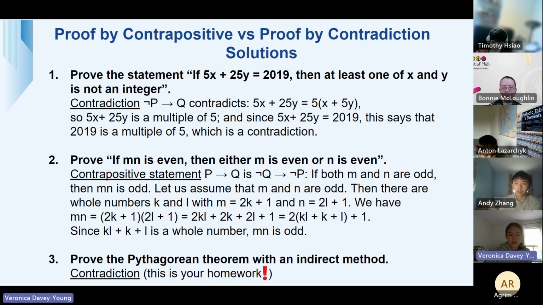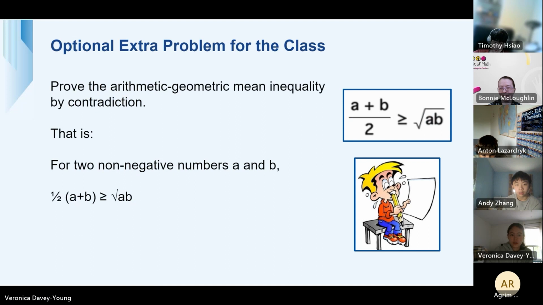And then the last one is prove the Pythagorean theorem with an indirect method. We said this before, this is a contradiction, and this is part of the homework. And then here's an extra problem for the class that I will let you do. Prove the arithmetic geometric mean inequality by contradiction.